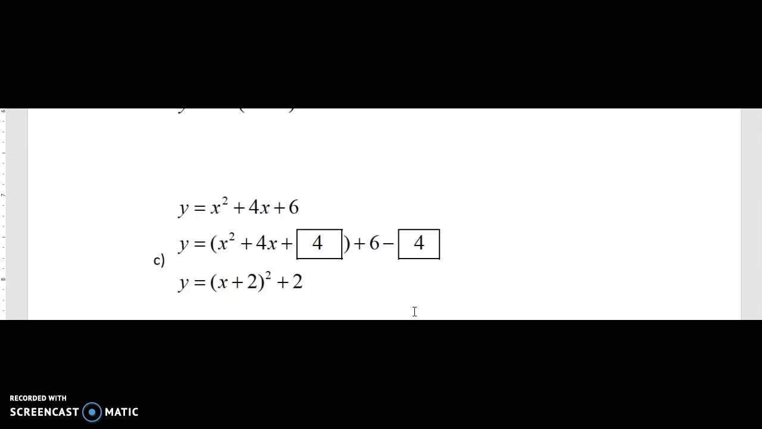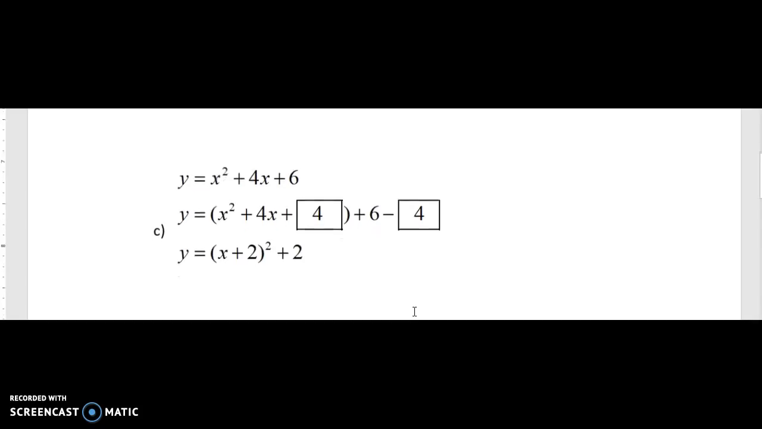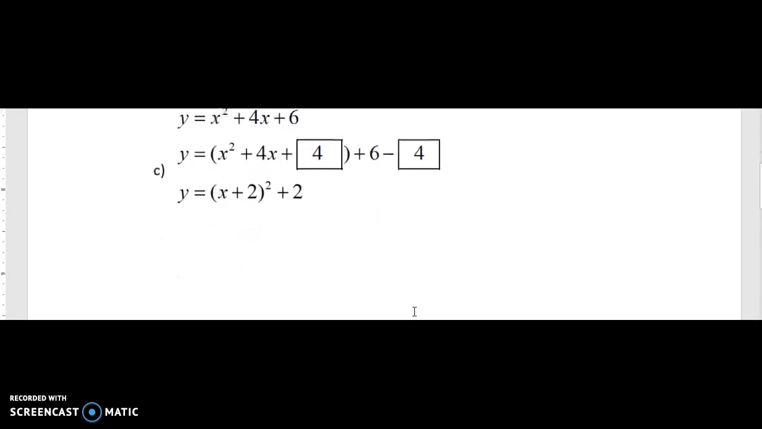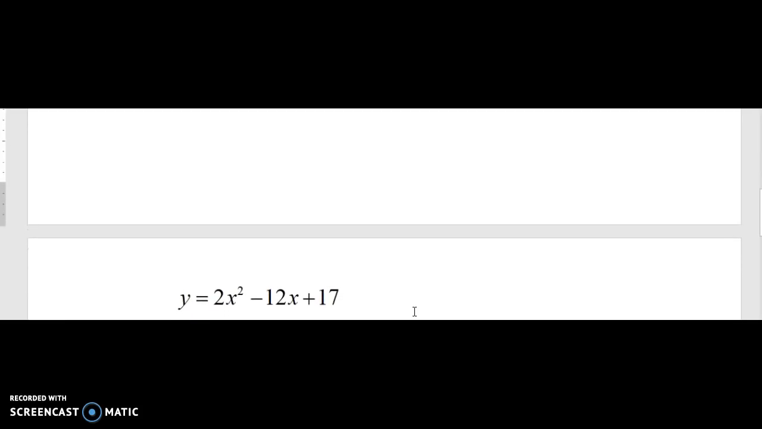Okay, now I want you to practice an example where the A value is not 1. So here is example B. y equals 2x squared minus 12x plus 17. Take a look at example B. This is very similar to example A. Pause the video now and work through converting this to vertex form.